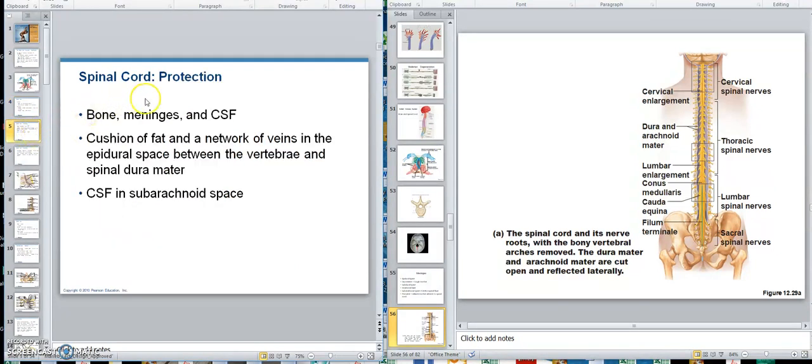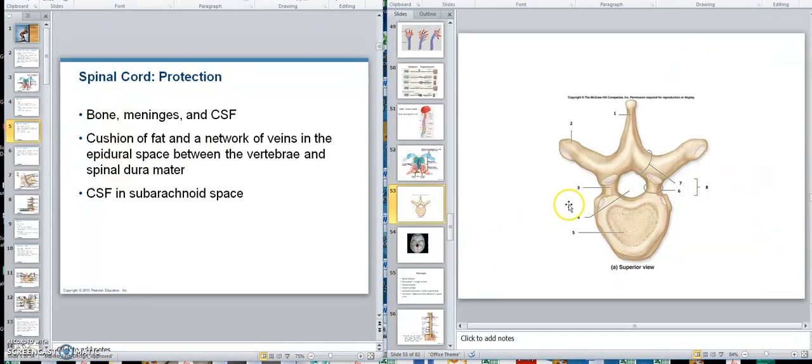All right. The spinal cord is protected by the bone, meninges, and cerebrospinal fluid. Plus, it has a cushion of fat and a network of veins in the epidural space between the vertebrae and the dura mater. So let's go to that. Let's see what we got here now. First of all, I just picked up a typical vertebra. Your spinal cord is in that hole. You'll learn this is called the vertebral foramen. Foramen means hole.